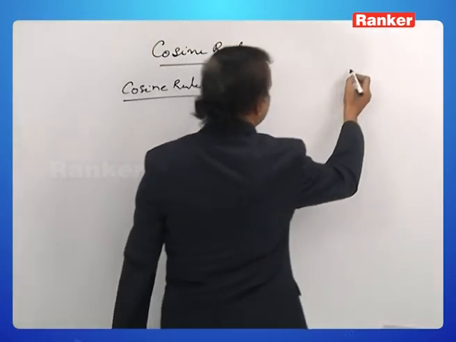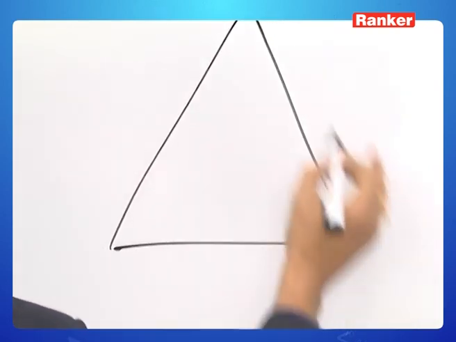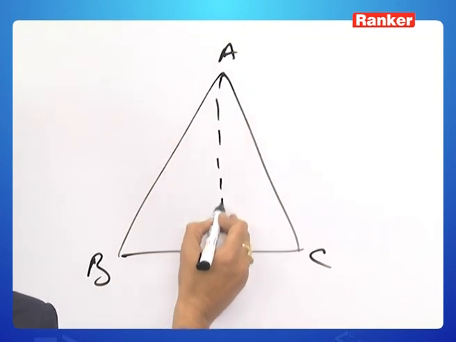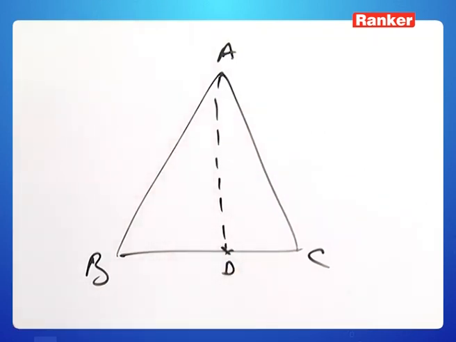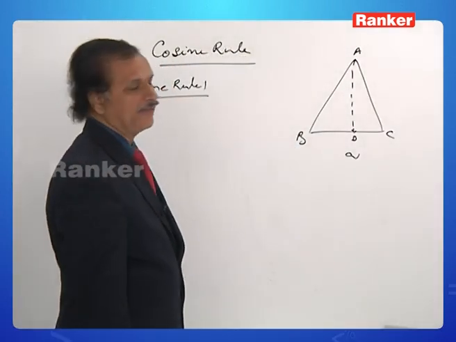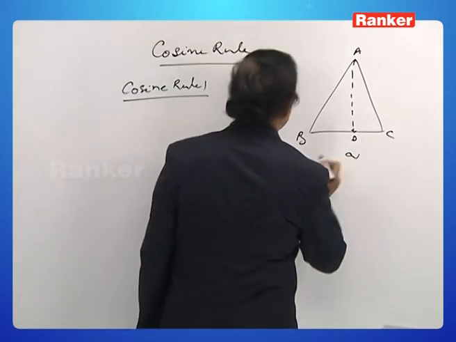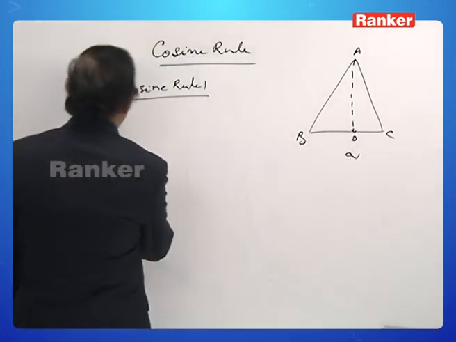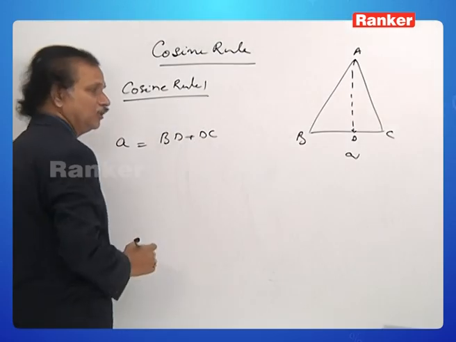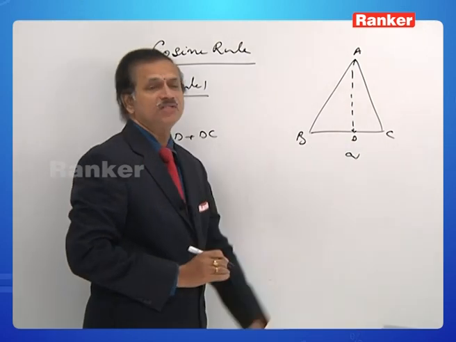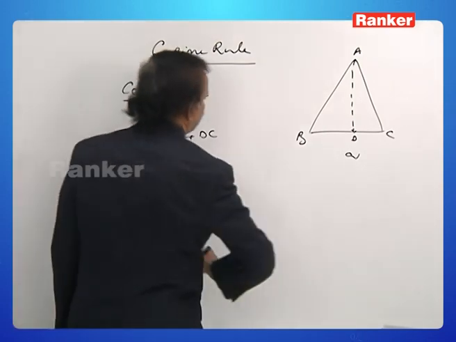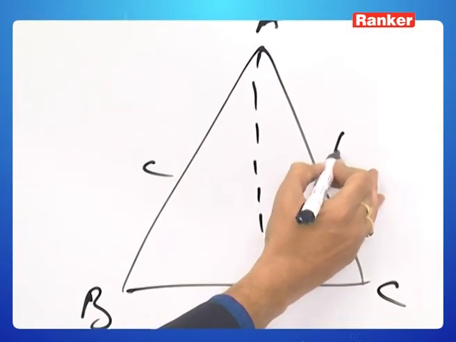Cosine rule 1. What is that? Suppose you have a triangle like this, A, B, C. Let this be the altitude, say D. This is a. Look here. From this, a is equal to BD plus DC. What is small a? BC. BC is nothing but BD plus CD. You can write BD as, what is BD? This is small c, this is small b.